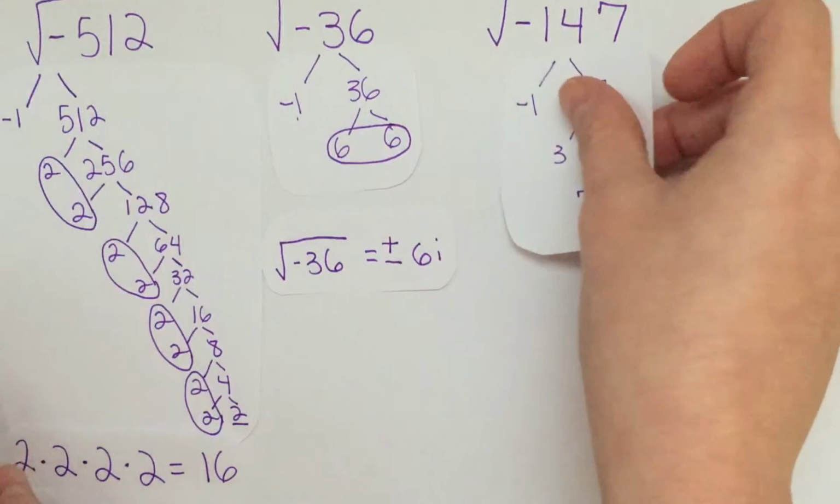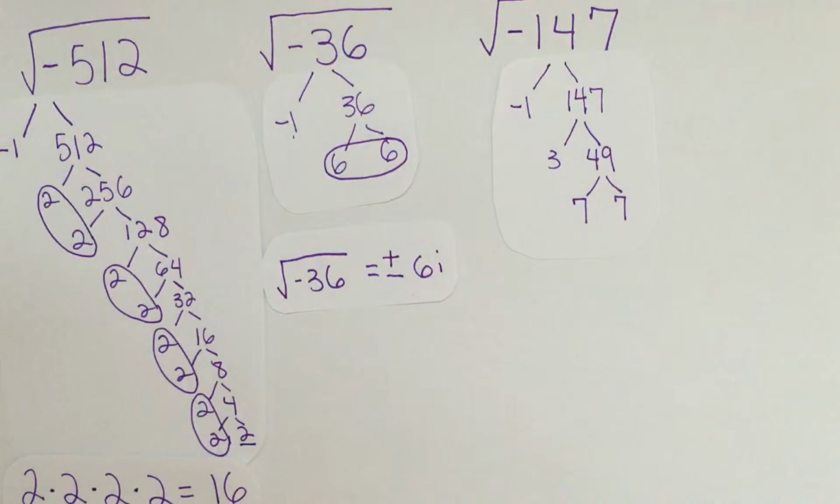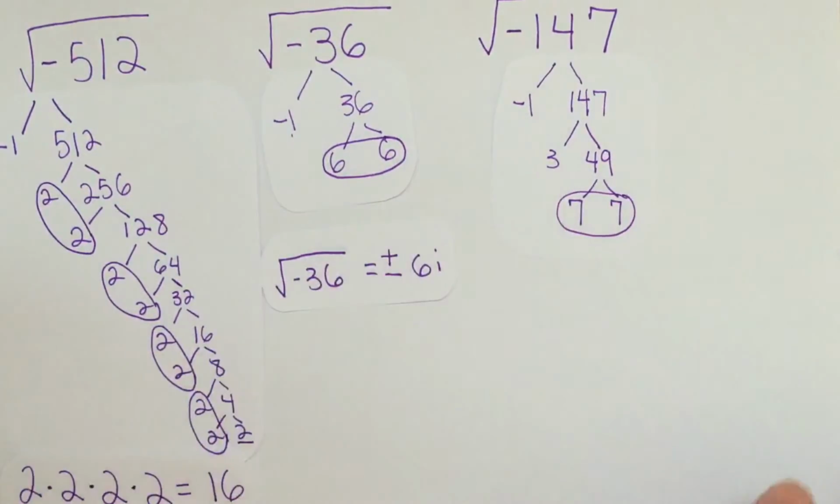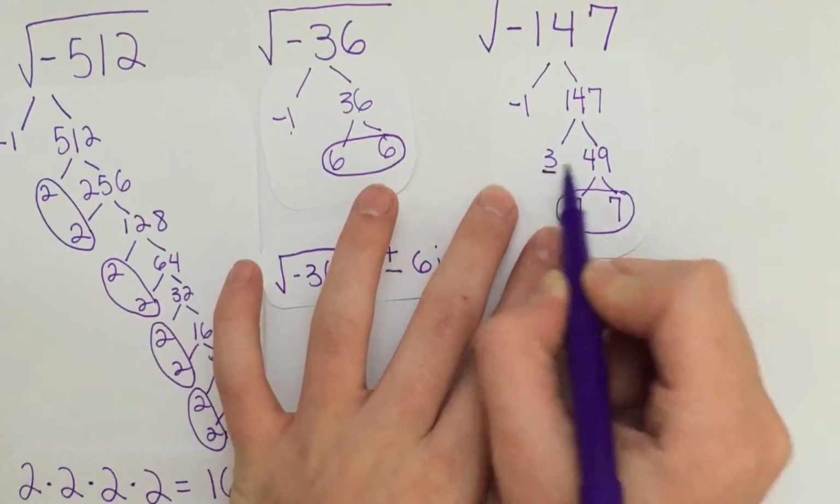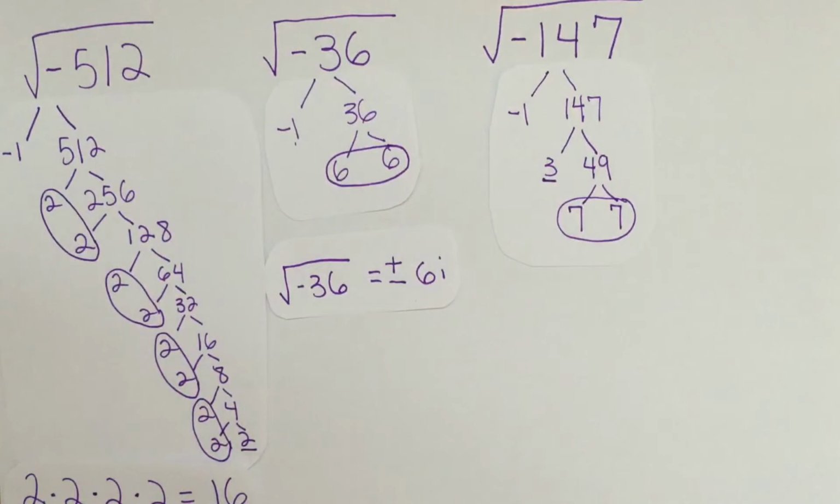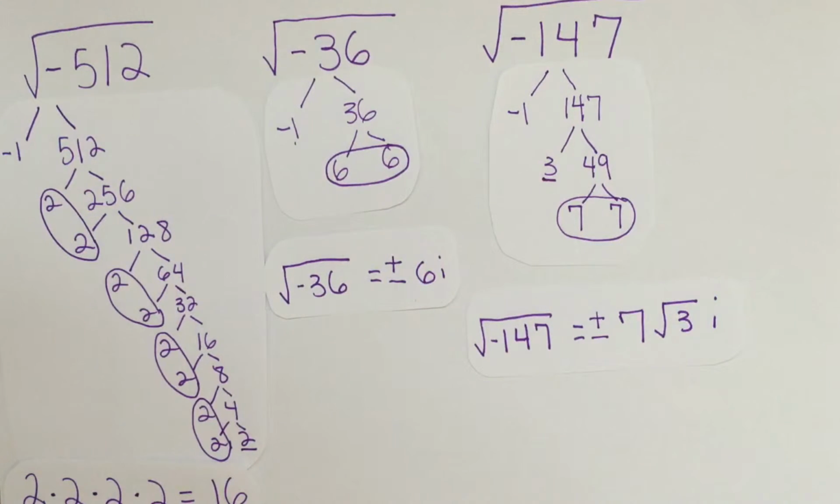For the square root of negative 147, first you will pull out a negative 1 and 147, then a 3 and 49, and that is a perfect square, so two 7's. This forms a pair, so 7 will go on the outside of our answer. We are left with a 3 on the inside, and the negative 1 turns into an i. So our answer is just going to be plus or minus 7 times the square root of 3, times i. Note that the i is actually on the outside of the radical.